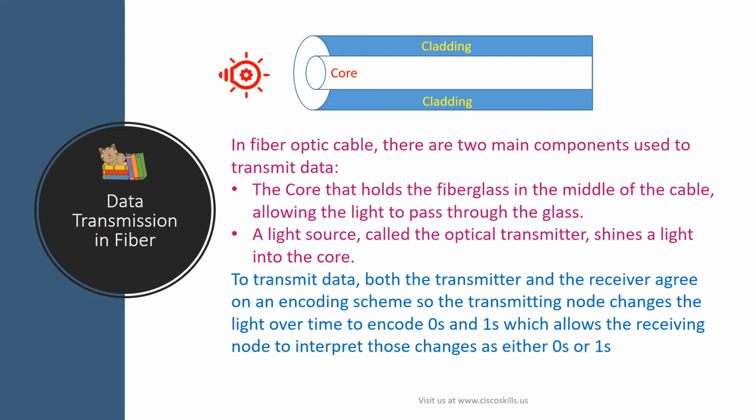Now, in order to transmit data, both the transmitter and the receiver agreed on an encoding scheme, so the transmitting node changes the light over time to encode 0 and 1, which allows the receiving node to interpret those changes as either 0 or 1s.